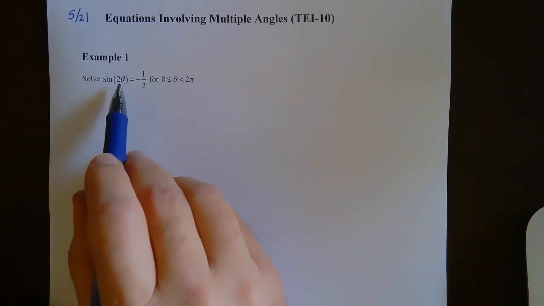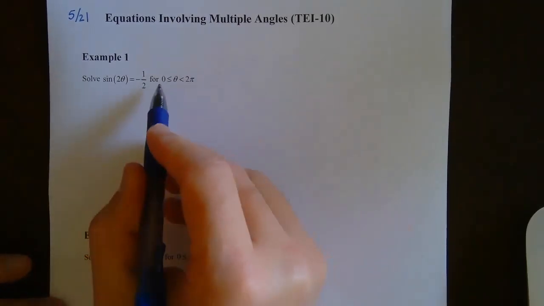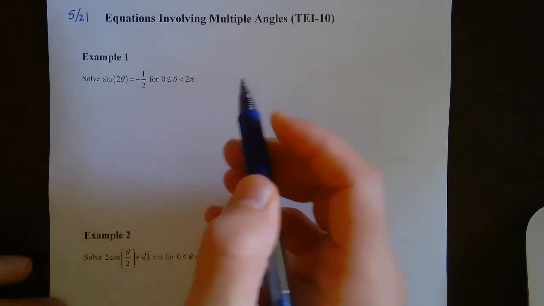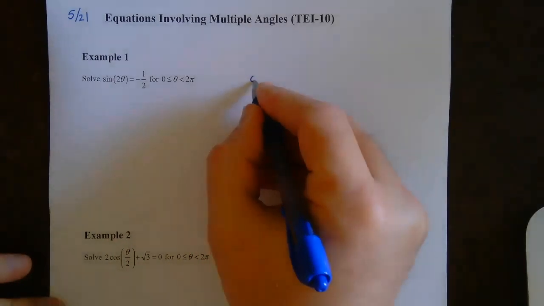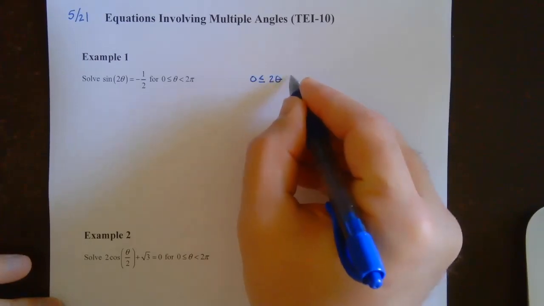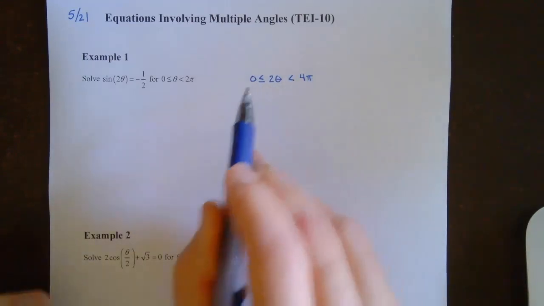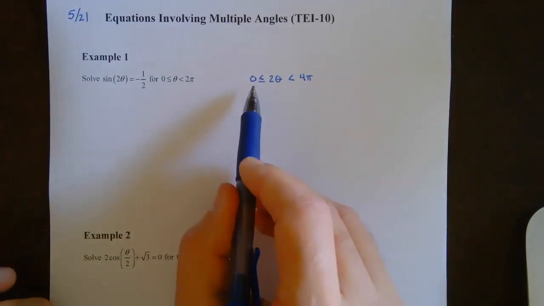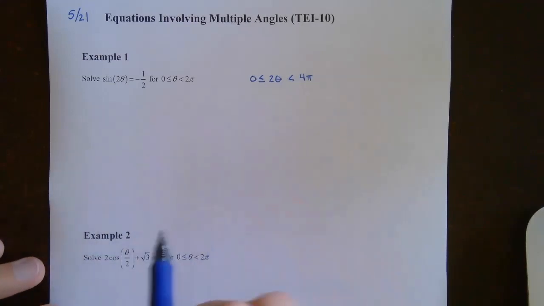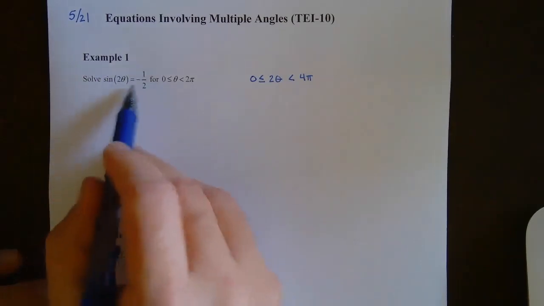So what would 2 theta have to be? Well, we can convert this to 2 theta. I'm going to multiply this by 2, this by 2, and this by 2, because that inequality would still hold. So 0 times 2 is still 0, less than or equal to 2 times theta, which is 2 theta, and then less than 2 times 2 pi, which is 4 pi. So when we solve this, we need all the angles between 0 and 4 pi, which is actually 2 full times going around. So we get it down to something like this.